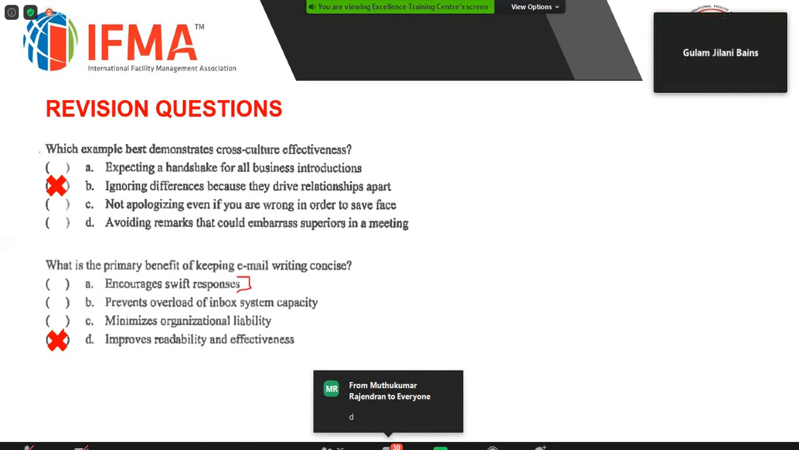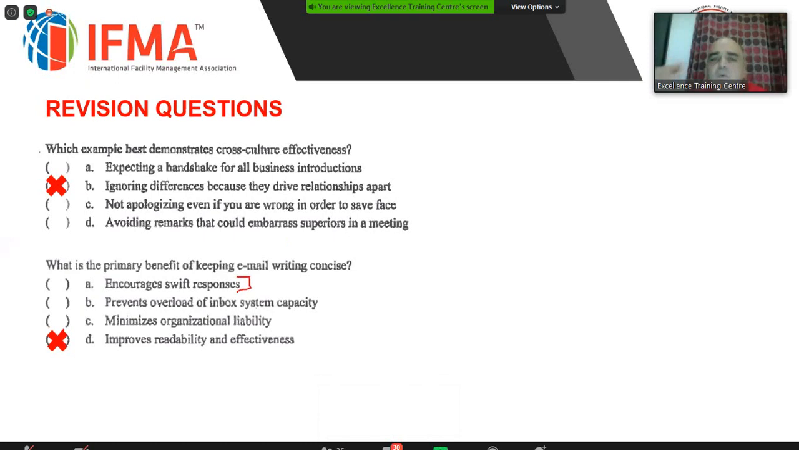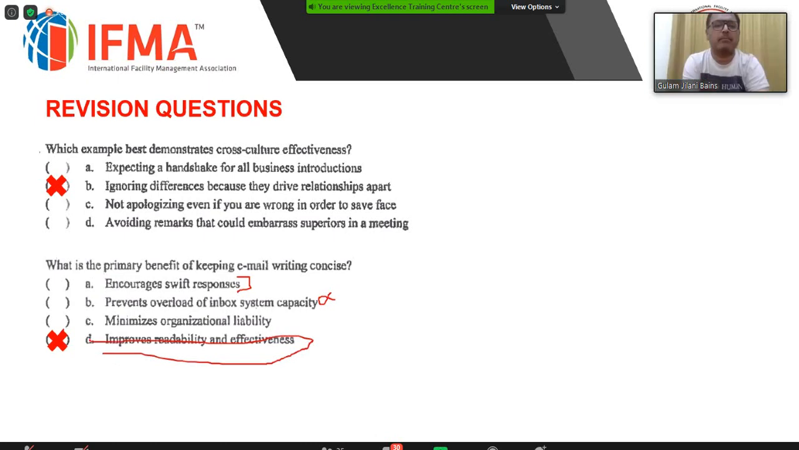Can someone be very concise in an email which requires you to provide lots of evidence? And so you cannot maybe reply to that immediately. That's not the reason. Prevent overload of system capacity. This is really not something to be taken into consideration. It's not something that I care about, the size of the attachment. Minimizes organizational liability. You can write a very concise email and you can still make your company hold a lot of liability. So the best thing is to improve readability and effectiveness. This is the key thing.